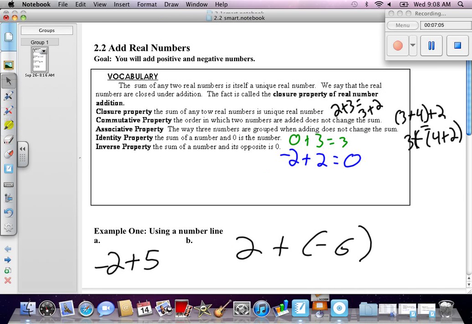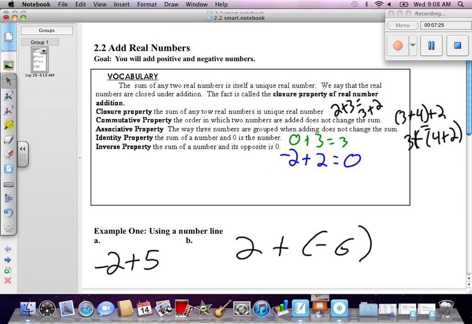Now I've got an example of the commutative property. So you should probably write this down for commutative property. 2 plus 3 is the same as 3 plus 2. So 2 plus 3 gives you 5. 3 plus 2 also gives you 5. Doesn't matter which order you add them in. It can be reversed.